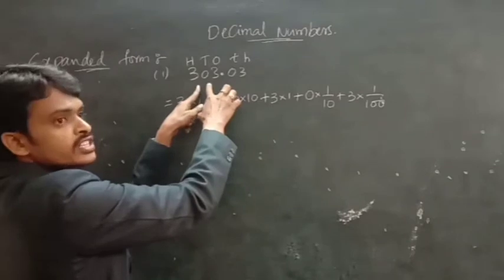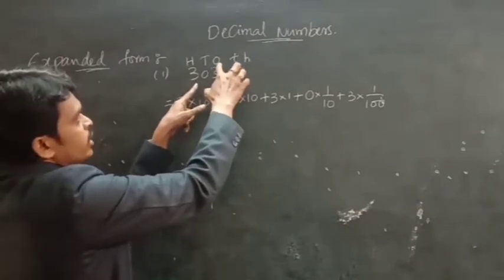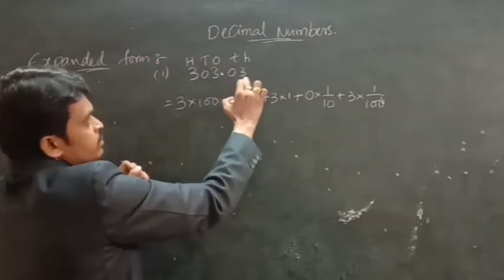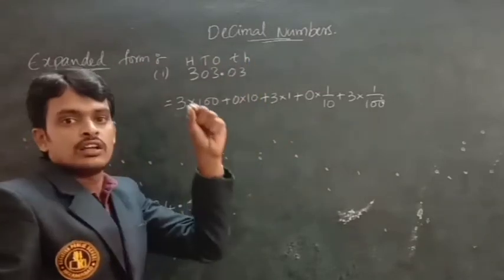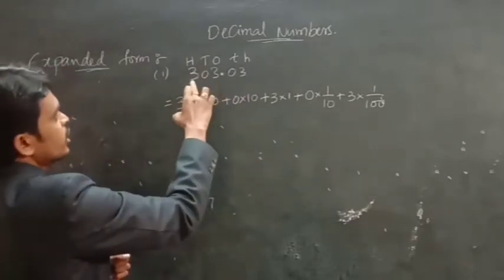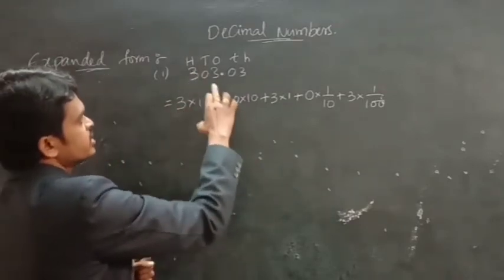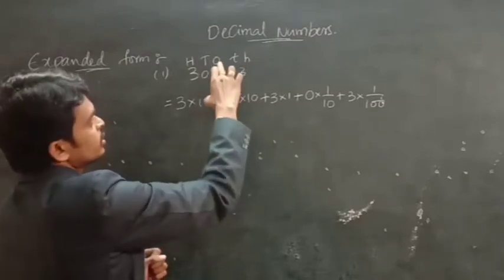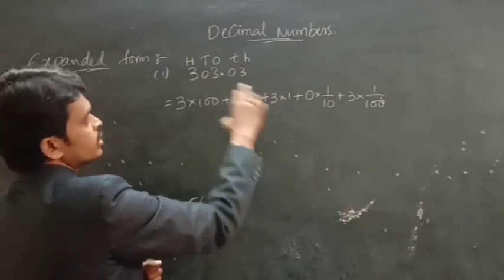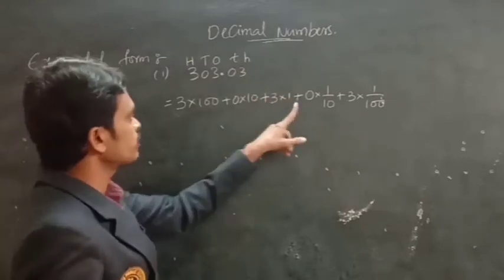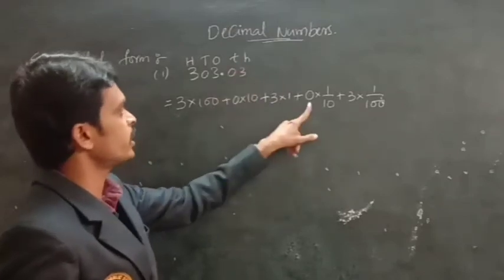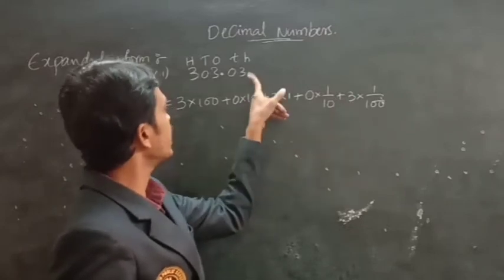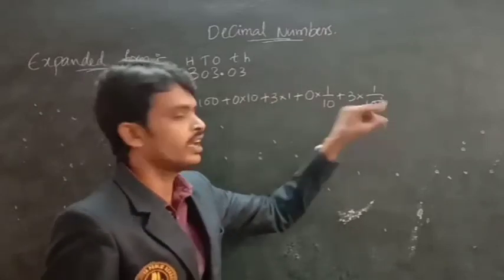For the whole part we always write the place values in capital letters, and for the decimal part in small letters. So 3 is in the hundreds place, 3 into 100, plus this 0 is in the tens place, 0 into 10, plus this 3 is in the ones place, 3 into 1. After that, plus the 0 is in the tenth place, so 0 into 1 by 10. Then 3 is in the hundredth place, so 3 into 1 by 100.